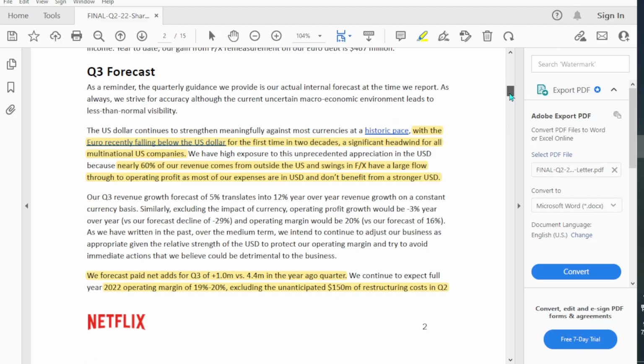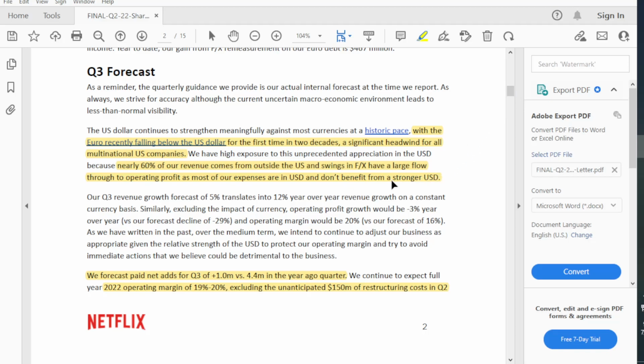So now right here, they give us a little bit more about Q3 forecast. They're saying with the euro falling below the US dollar for the first time in 2 decades, a significant headwind for all multinational US companies. So that is going to be something that we need to watch out for. And they said nearly 60% of their revenue comes from outside the US, and swings in FX have a large flow through to operating profit, as most of our expenses are in USD and don't benefit from a stronger dollar.